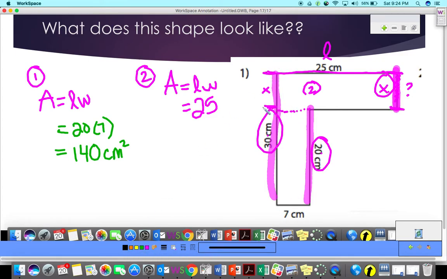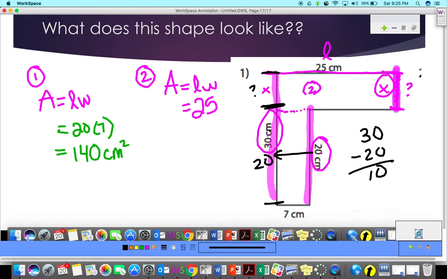Sorry, let me change colors. This part right here is x. This part down here is 20. 20 plus something has to be 30. I'm going to guess a lot of you right now already know that this value right here is going to be 10, because 30 minus 20 is 10.